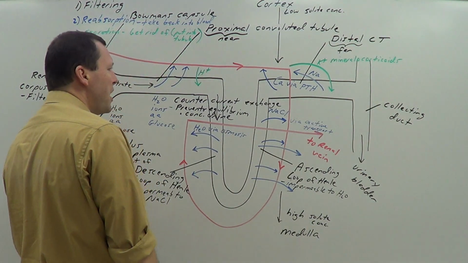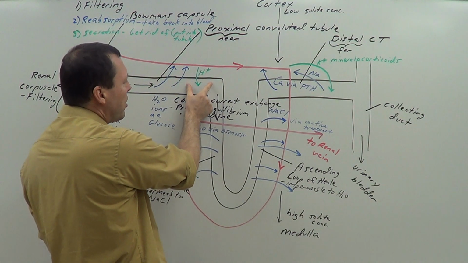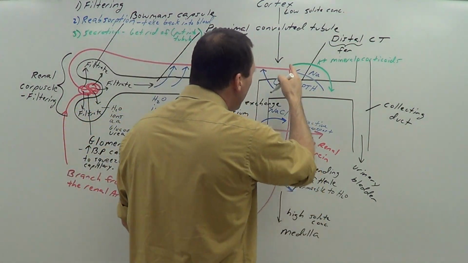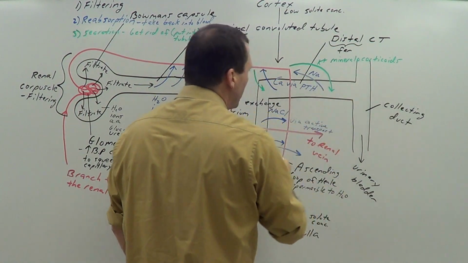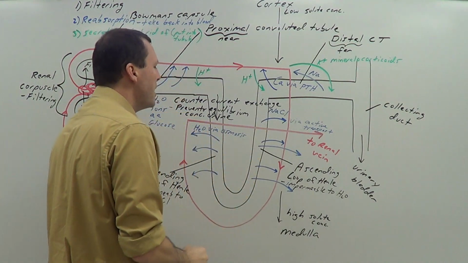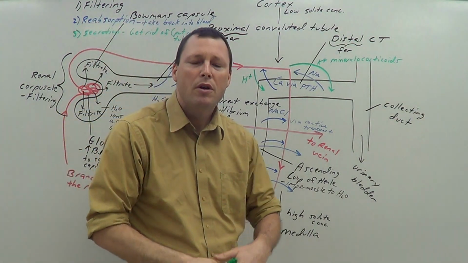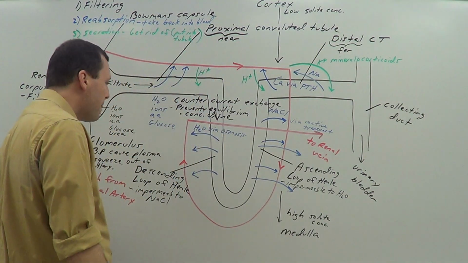Now, another thing that's going to happen is we talked about hydrogen being secreted here, hydrogen ions, and that is also going to happen here, although not under the direction of mineralocorticoids. We're going to secrete hydrogen ions. Again, that helps prevent an acidic condition from building up.